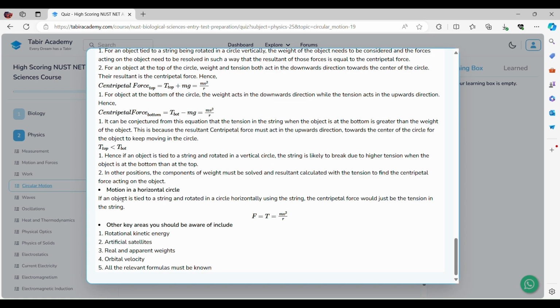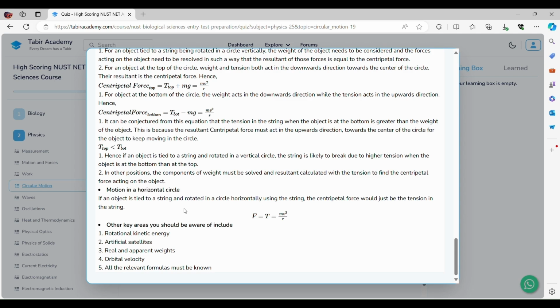Motion in a horizontal circle. If an object is tied to a string and rotated in a circle horizontally using the string, the centripetal force would just be the tension in the string because there is no force of gravity acting on it. So F is equal to T, which is also equal to mv square over r.